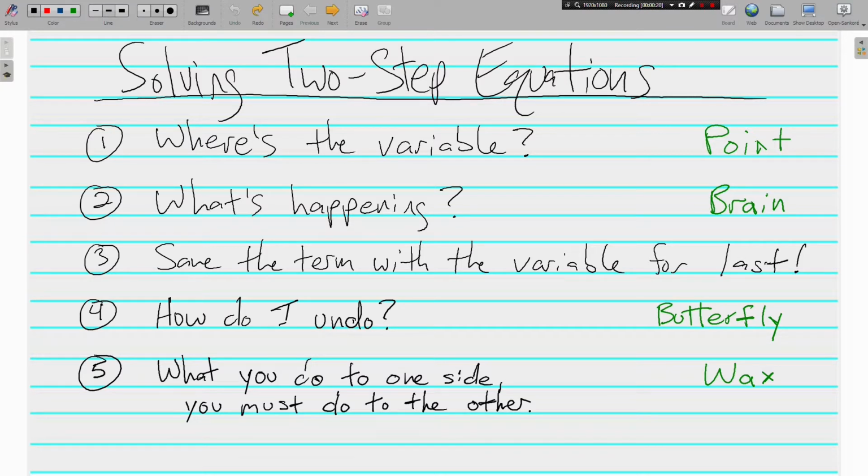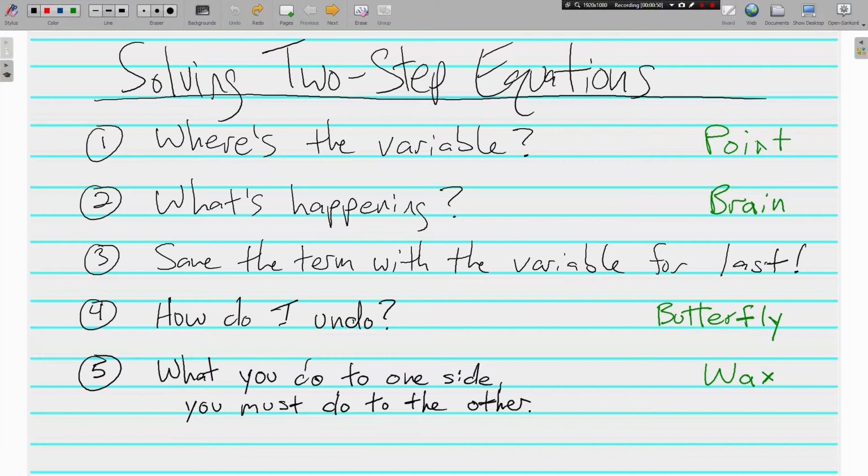I know you had different elementary school teachers, so they all probably taught you different methods and strategies for solving. I'm going to teach you mine: 5 steps for solving two-step equations. Step 1, where's the variable? Make sure you know where the variable is. Is it on the left side or the right side of the equation? It's the equal sign that separates the two sides.